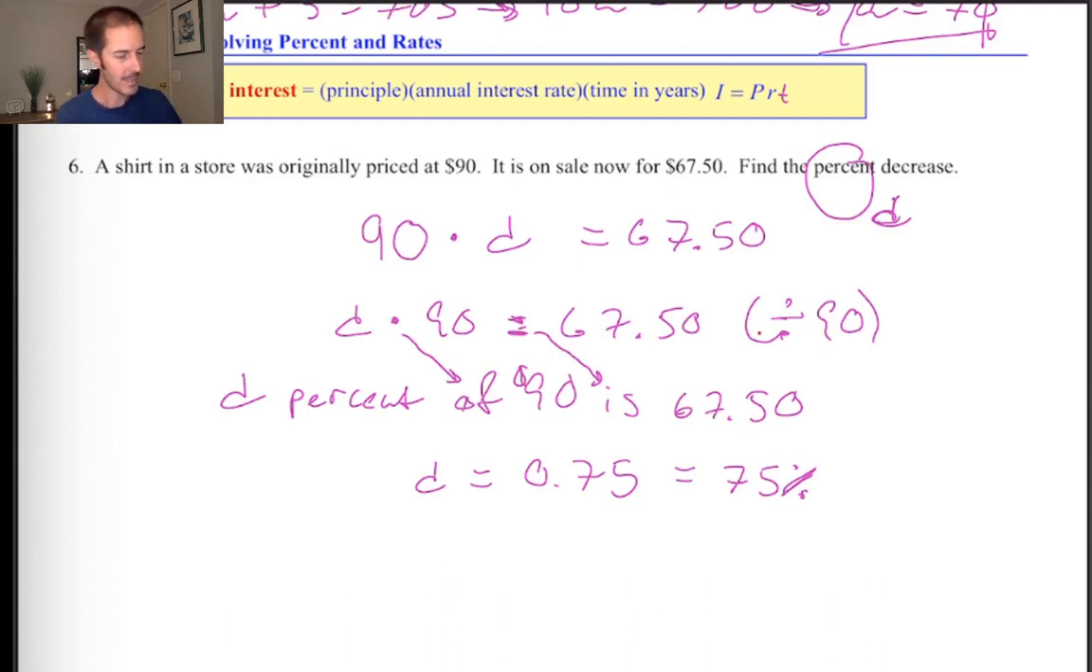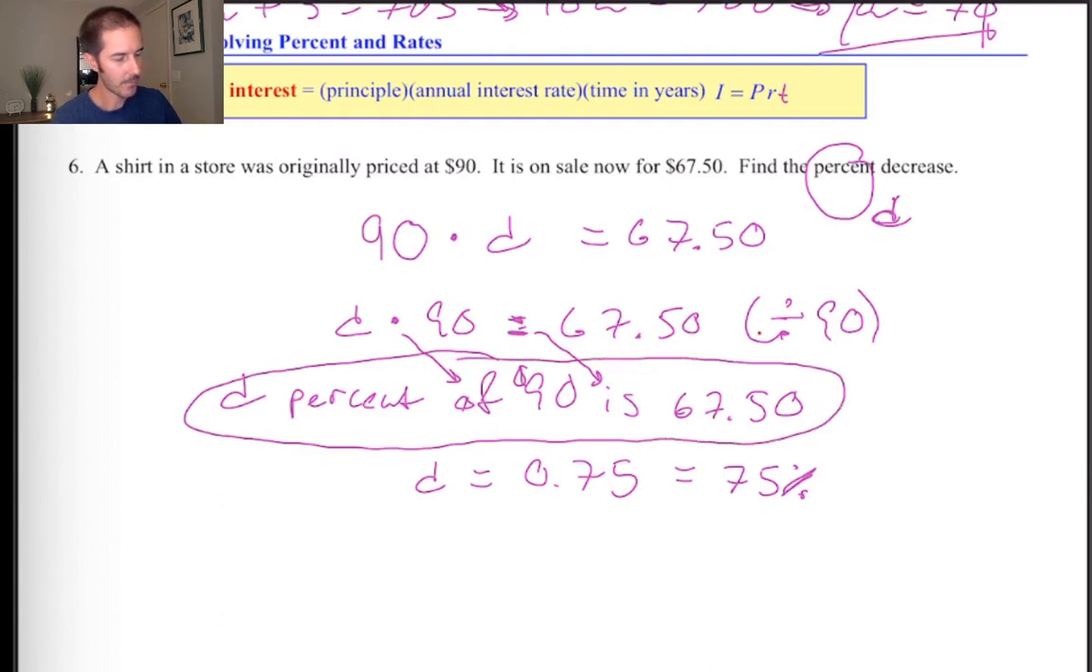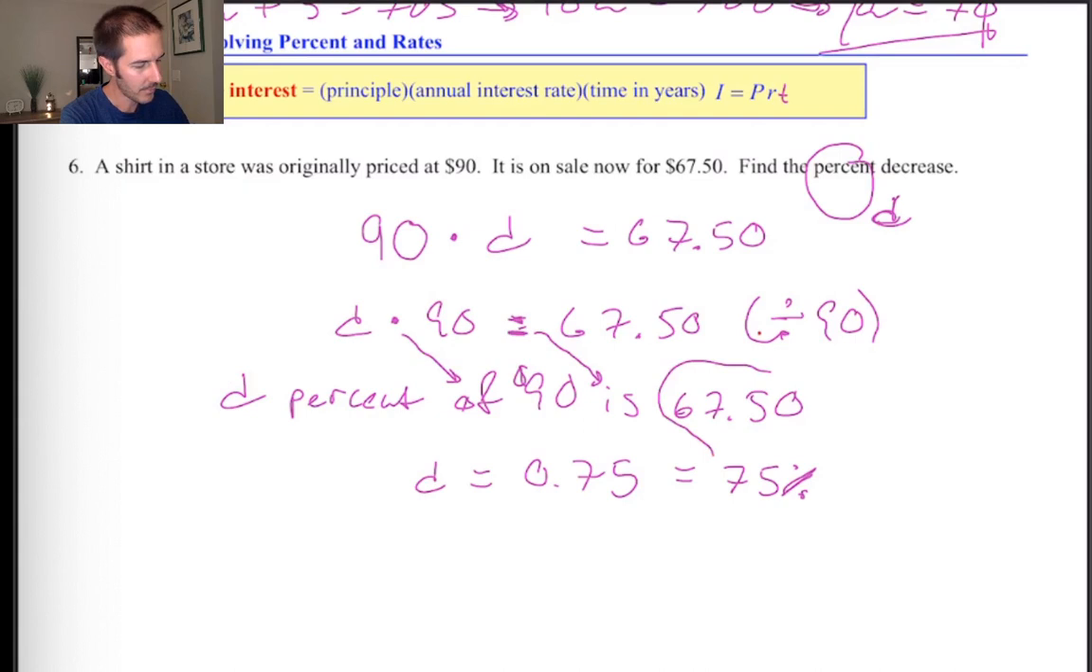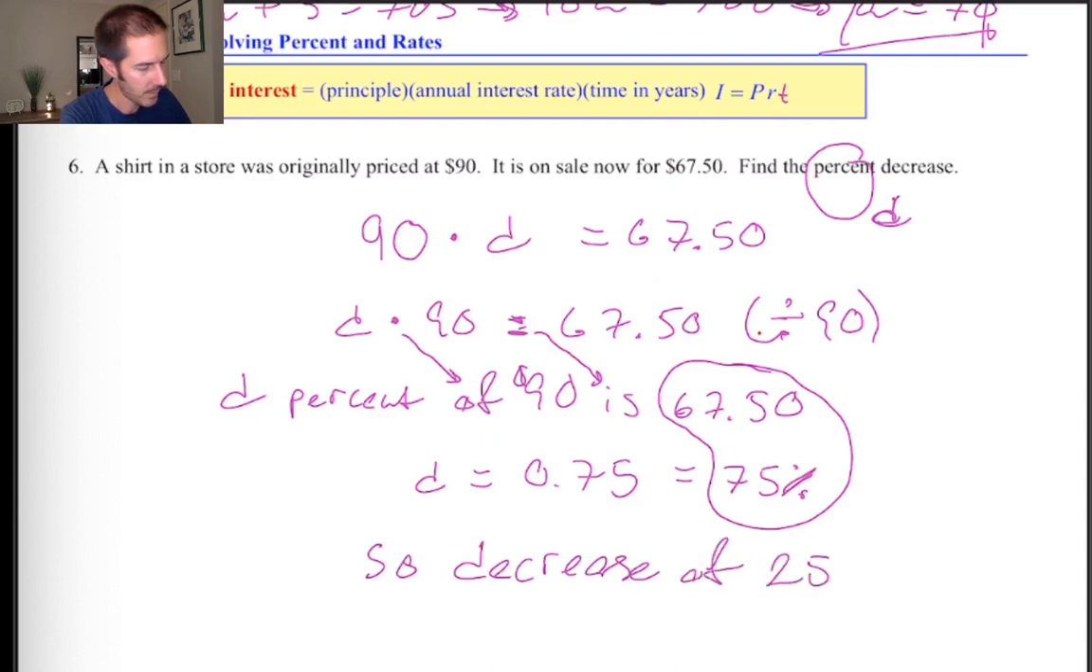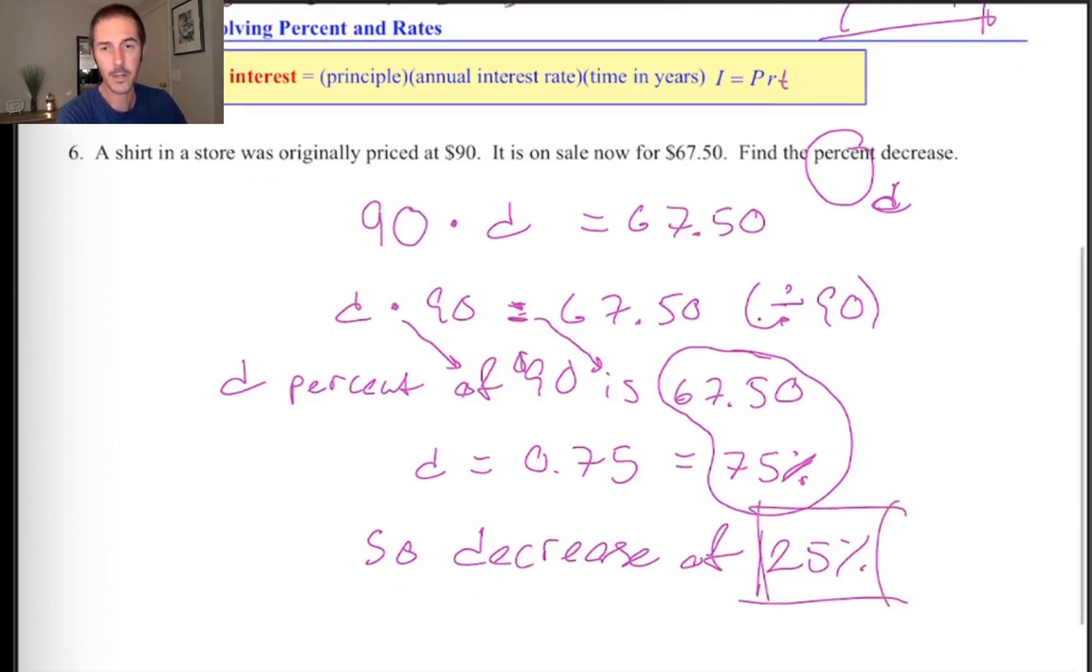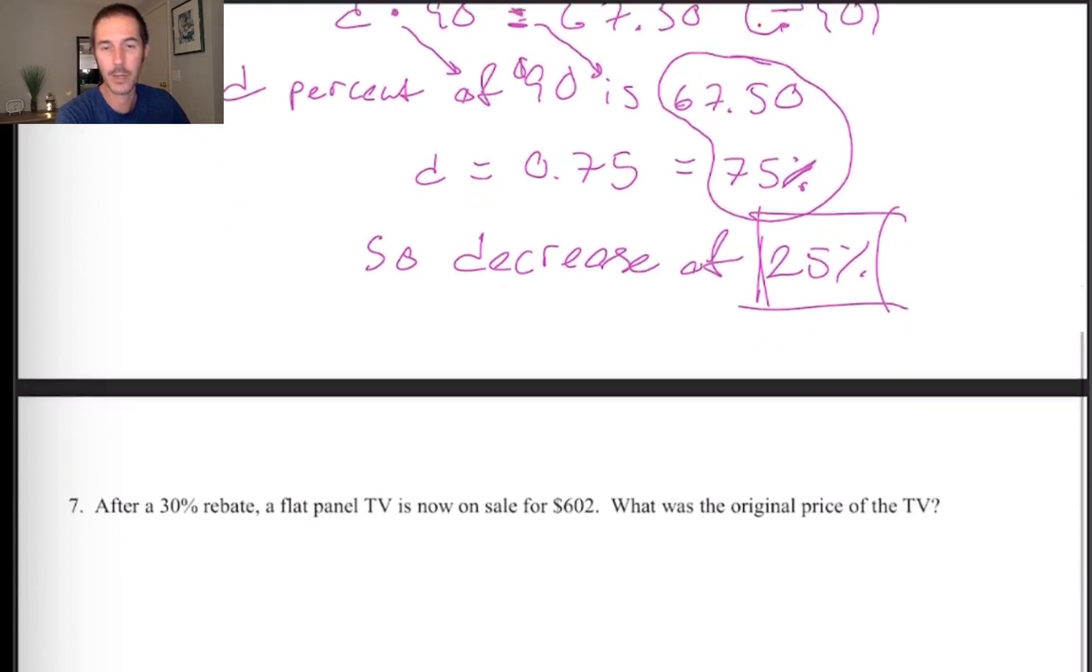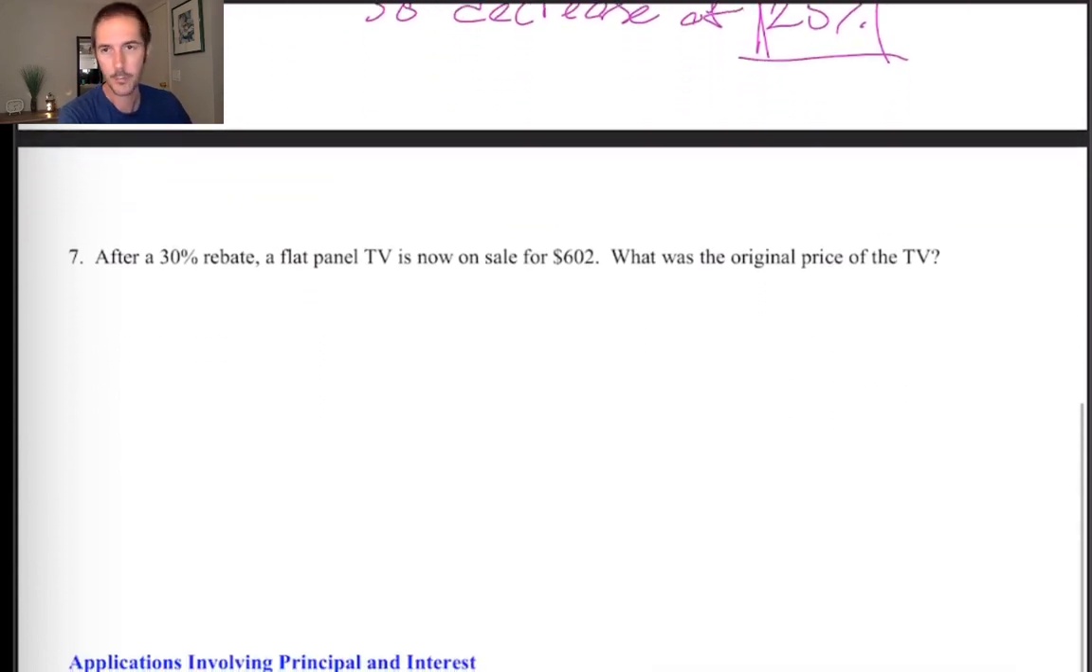So again, this D value is the percent of 90 remaining that ends up being $67.50. So maybe that circle wasn't so good. This is 75%. So the decrease was 25%. Decrease of 25%. If you're typing in an answer like this into an online homework problem, you will probably not need to type the percent symbol. Maybe, maybe not.